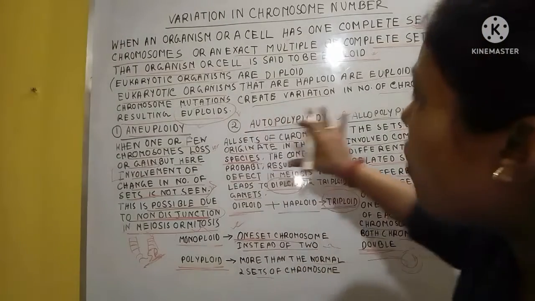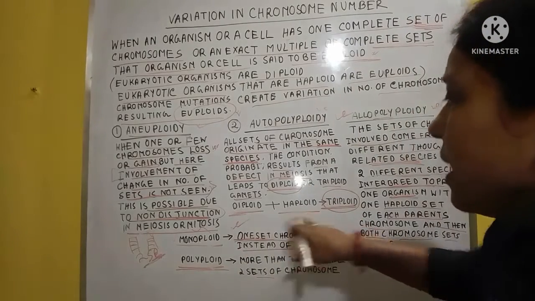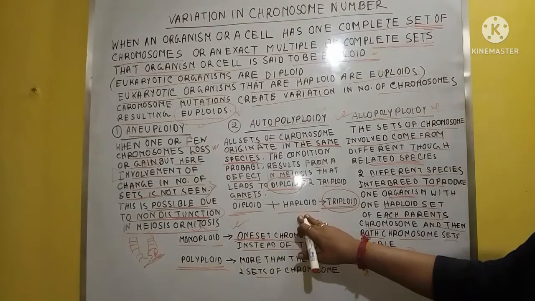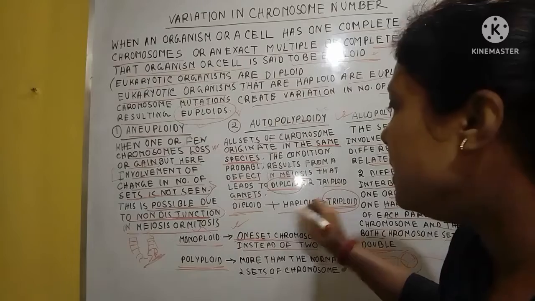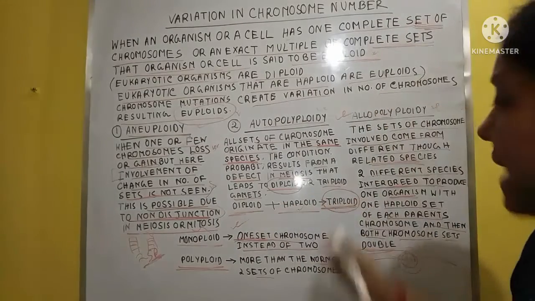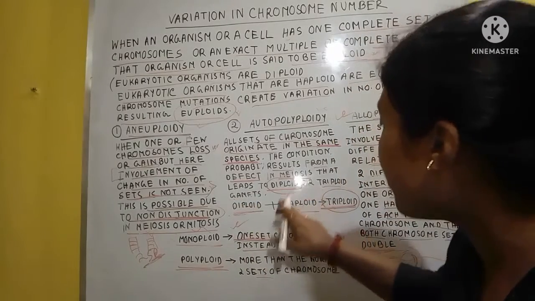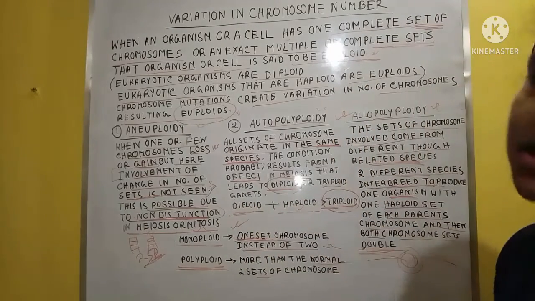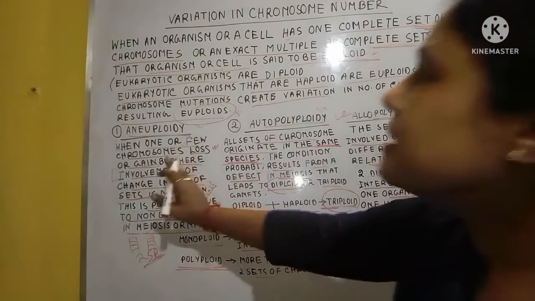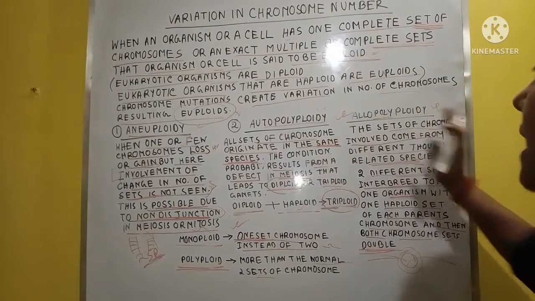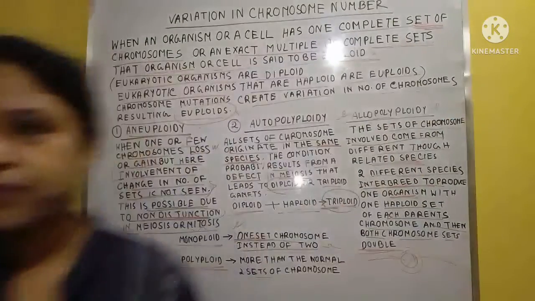In case of autopolyploidy, you can see diploid and haploid gametes. And you can also see diploid and triploid gametes. How is triploid possible? When a diploid gamete fuses with a haploid gamete, the formation of a triploid is possible. So these are the terms: aneuploidy, autopolyploidy, and allopolyploidy. Next I discuss them briefly.